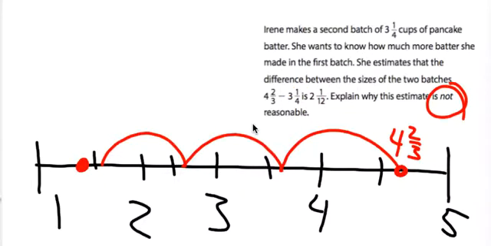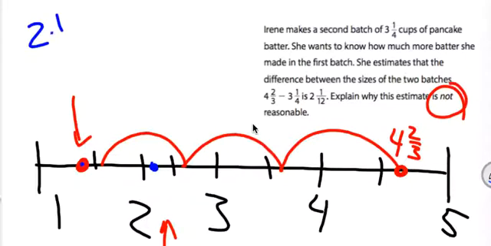And here it says Irene thinks that this is going to be this red dot right here. She thinks it's over here at past 2, at 2 1/12. We'll make that a blue dot. So there's a big difference between where the red dot is and where she thinks it should be. And explain why that estimate is not reasonable.